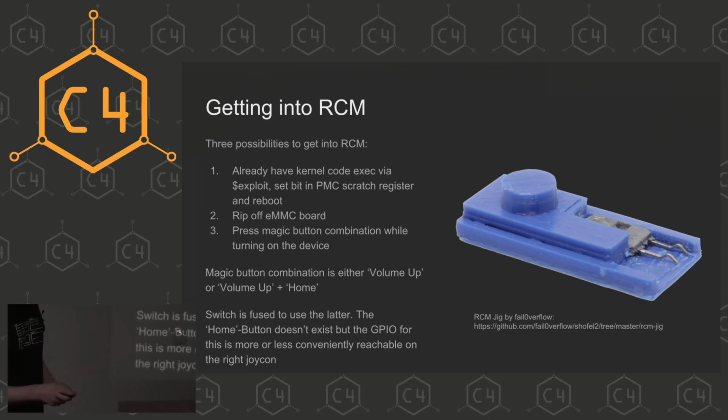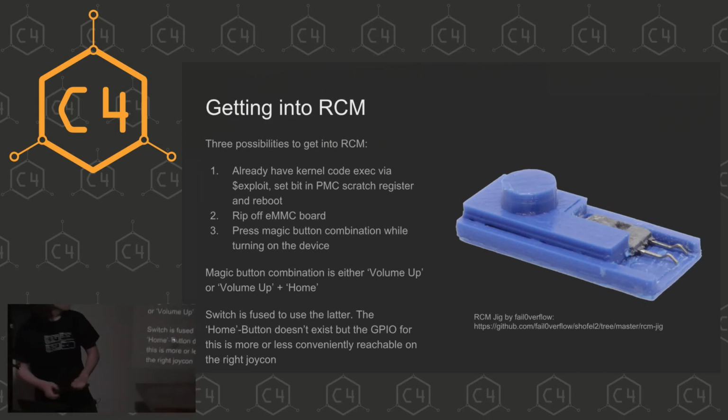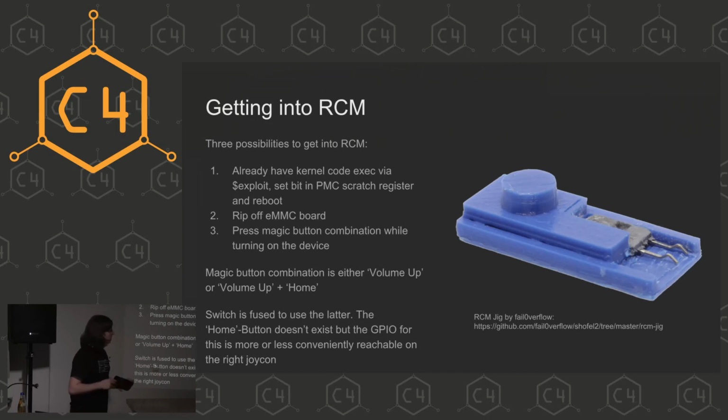So they 3D printed this thing on the right that fits exactly into this slot where we just have this bridge. So you put this thing in, you press the home button, you hold plus, turn it on, and you're in RCM, and you can launch the exploit. I don't know if you can already buy these in China somewhere. You can just print it.